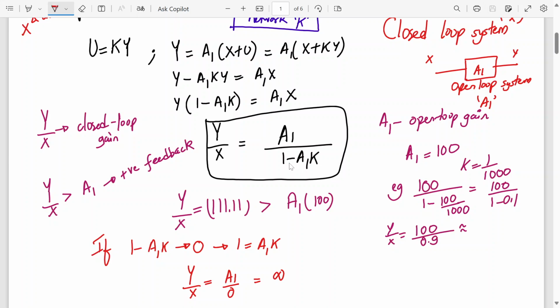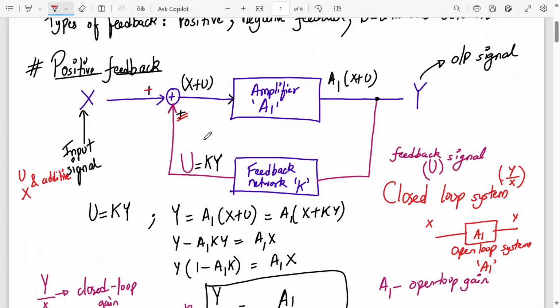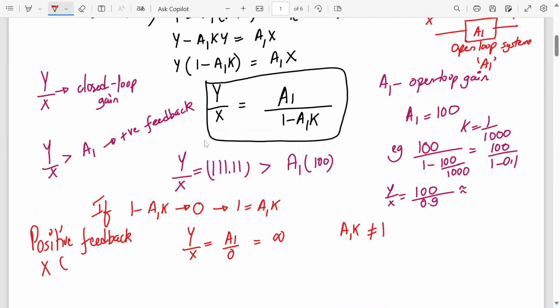Yes, no? So basically this a1 into k should never be equal to 1, but it should be closer to it, so that you get a large closed loop gain. Are you following? So this is what you call a positive feedback. So in positive feedback, the output keeps on growing until it is limited by the non-linearities in the circuit. Your input signal and the feedback signal are in phase. So for a positive feedback, x and u are in phase.